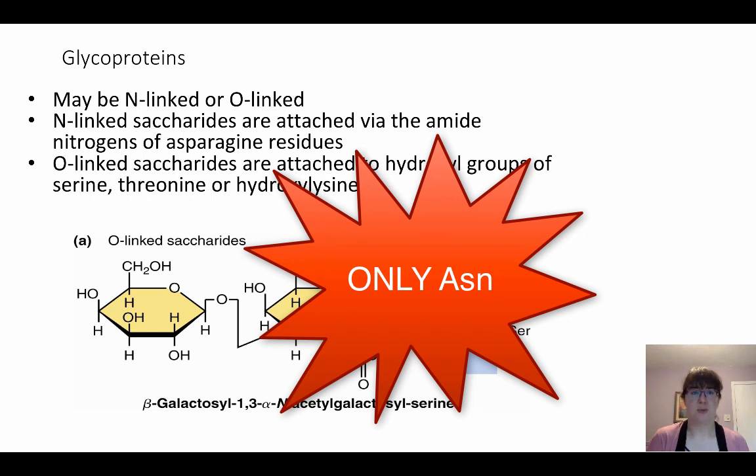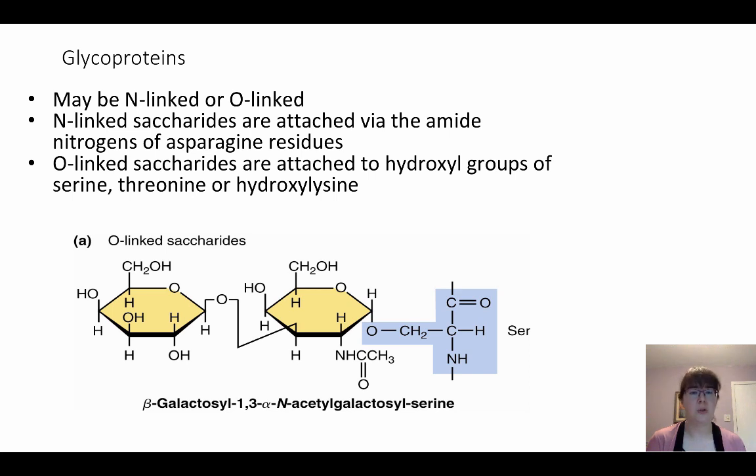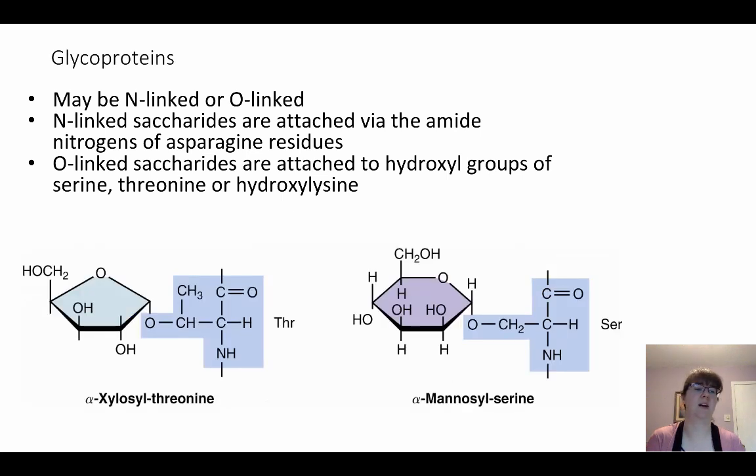N-linked glycoproteins are usually attached via the amide nitrogens of asparagine residues. O-linked saccharides are attached with hydroxyl groups of either serine, threonine, or hydroxylysine. What you see below is an O-linked saccharide, where something is attached to the functional group of the serine. Here are showing particular ones, xylosylthreonine and mannosylserine. Again, these are also showing O-linked, but the one on the left is for threonine, and the one on the right is for serine.